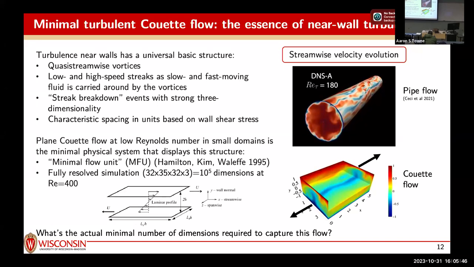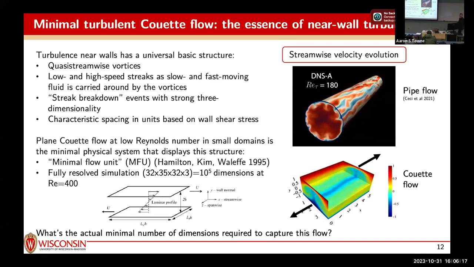And you can see there's one low speed streak there, and then there's a high speed streak in red. And there's, on average, one pair of quasi-streamwise vortices. So this is all self-sustaining. This is really the minimal turbulence that you can get. If you make the Reynolds number lower, make the box smaller, this will decay to laminar. Okay. So we want to see, can we capture this minimal turbulent Couette flow with the framework that I've described?